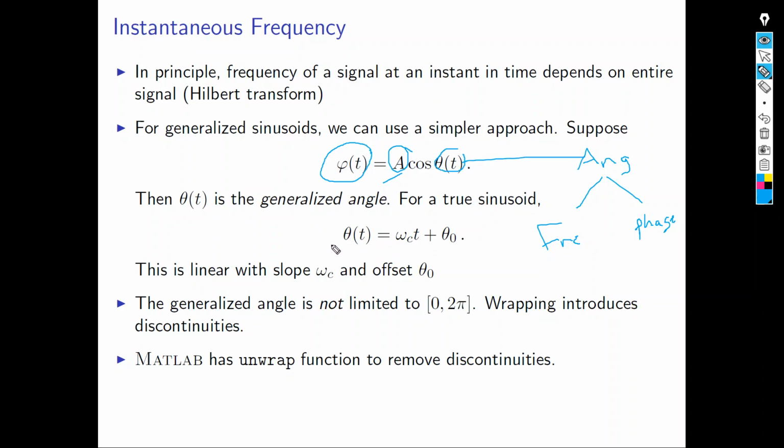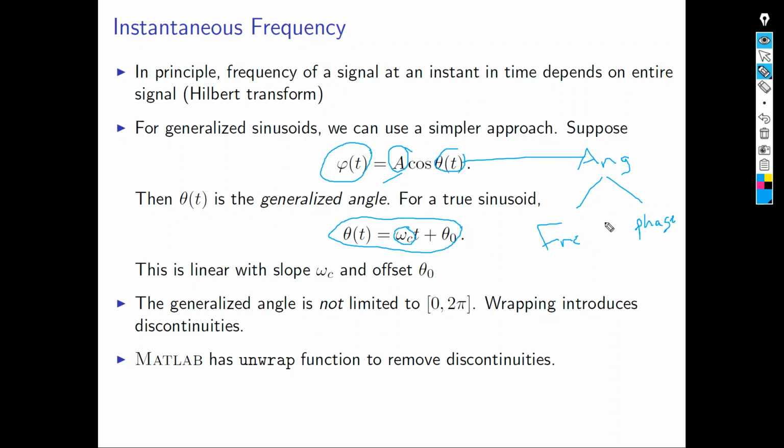For a true sinusoid, how do you write theta of t in general? It's omega c t plus theta 0. If I ask you which type of equation this is, it's linear, obviously, because you have one variable t of degree 1 and the function is changing with respect to it. So if this is linear, a kind of line, then omega c acts as the slope of that line, and theta 0 as the shift.